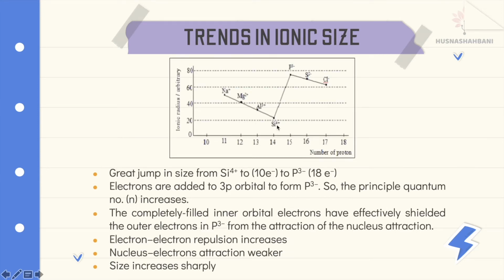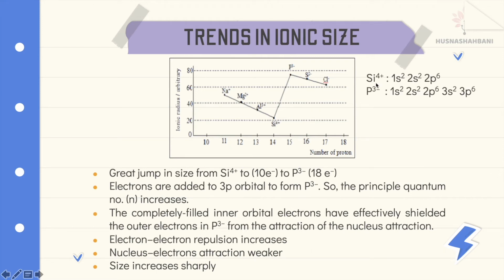If you look here, from Si4+ to P3-, we can see a great jump in size. Si4+ contains 10 electrons. P3- has 18 electrons. Electrons are added to the 3p orbital to form P3-. So the principal quantum number increases.